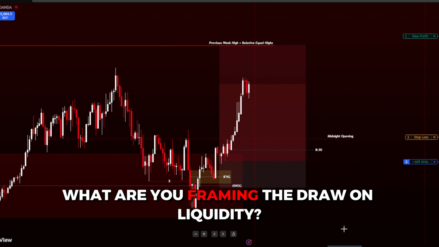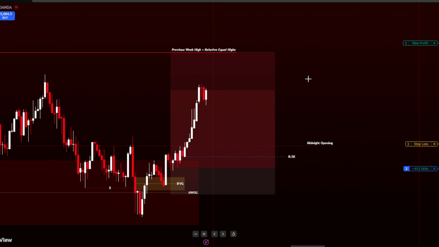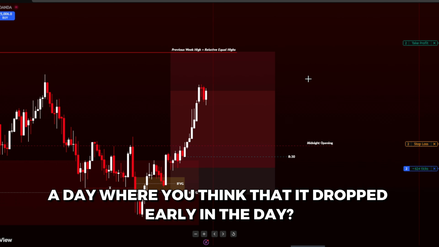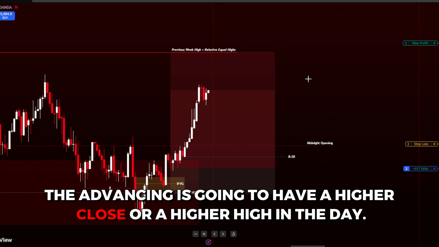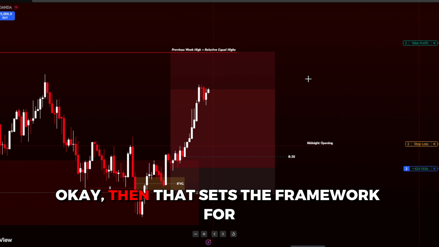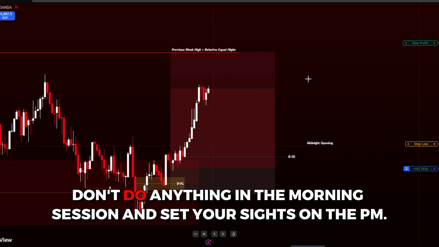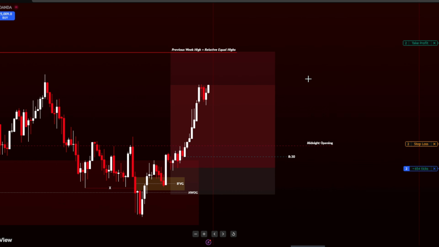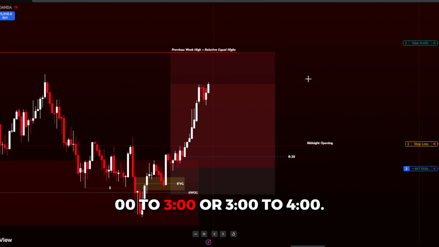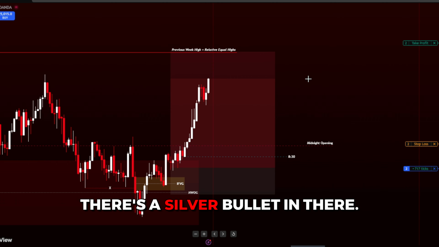What are you framing the draw on liquidity? Are you using a day where you think that it dropped early in the day, but eventually it's going to have a higher close or a higher high in the day? Okay, then that sets the framework for you, probably avoiding the morning session. Don't do anything in the morning session, and set your sights on the PM, 2 o'clock to 3 and/or 3 to 4. There's a silver bullet in there.